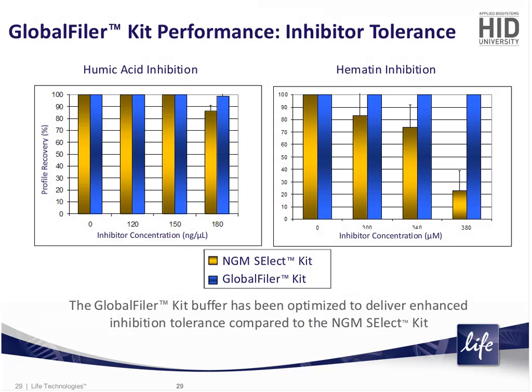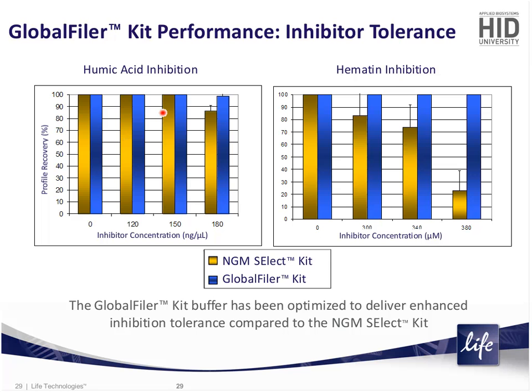One thing we have improved is the inhibitor tolerance of the system. Now, our next generation systems, such as the NGM Select and Identifiler Plus kit, were significantly better at overcoming inhibition than some of our earlier generation kits like SGM Plus, Profiler Plus, and Identifiler. But through further optimization of the buffer system, we've been able to improve that inhibitor tolerance still further. And you can see humic acid inhibition on the left and hematin inhibition on the right.